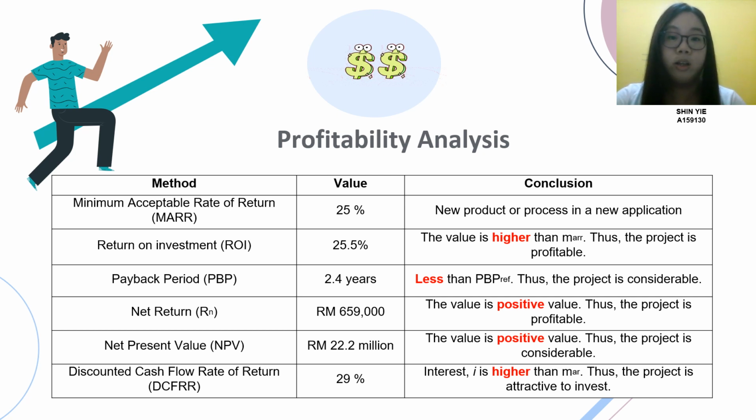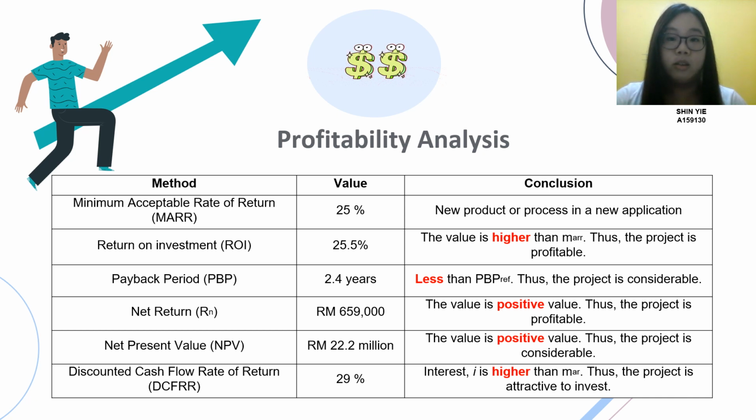For methods that do not consider the time value of money, ROI, PBP, and net return are the indicators. ROI calculated is higher than MAR, so the project is profitable. The payback period of 2.4 years is the total time taken to recover the cost of an investment. The net return of this project is 659,000 ringgit.